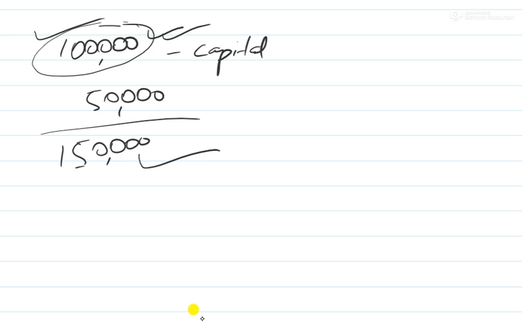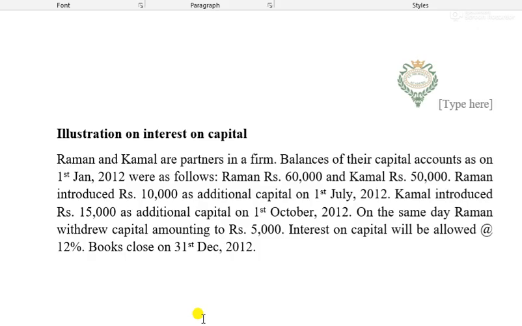In the last example the capital was the same throughout the year, so we just multiplied it by the percentage to get the interest on capital. But what is to be done when the capital is different? Raman and Kamal are partners in a firm. Balances of their accounts as on 1st Jan 2012 were as follows: Raman 60,000 and Kamal 50,000. Raman introduced additional capital of 10,000 on 1st July 2012. Then Kamal introduced 15,000 on 1st October, and on the same day Raman withdrew capital of 5,000.